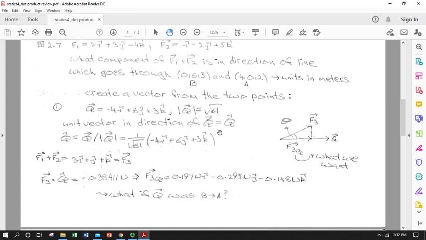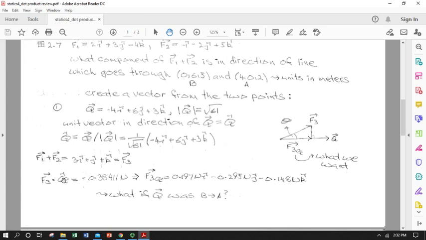Now remember, this is important, the q hat direction. I had to get rid of the length of q first. I had to turn it into a pure direction so that when I dotted f3 into it, I was only getting the portion of f3. Otherwise I would have had some kind of length coming in from q hat.